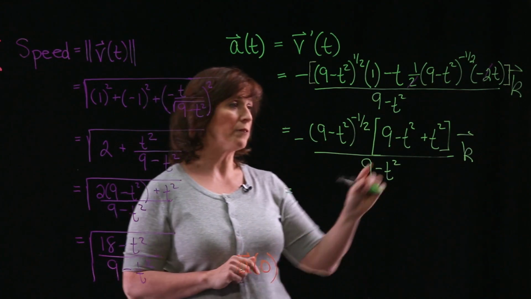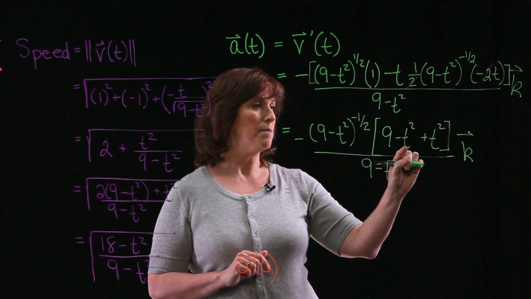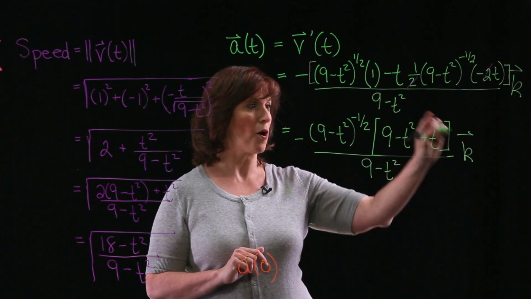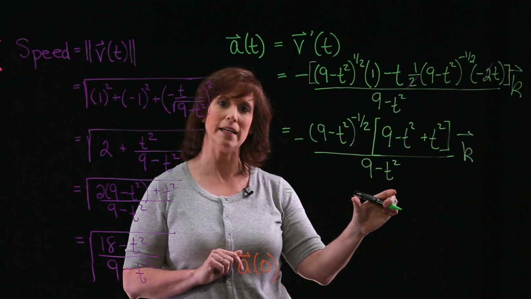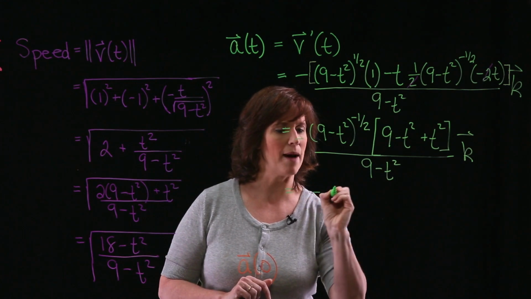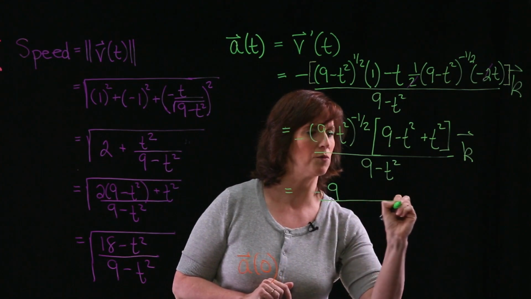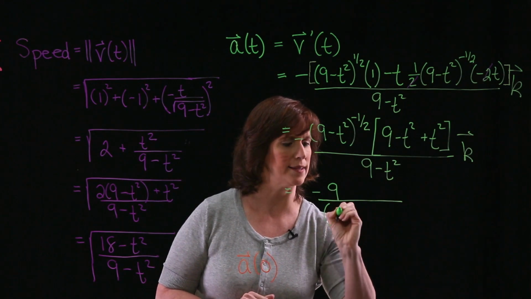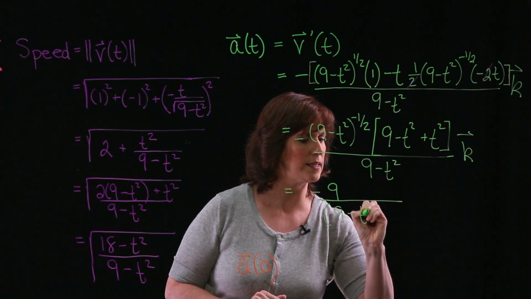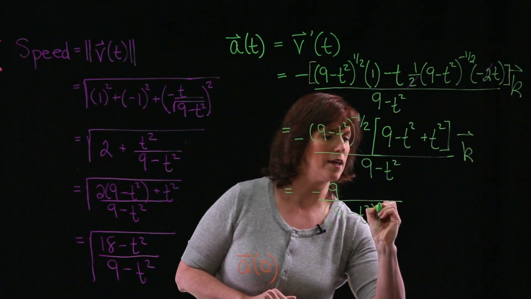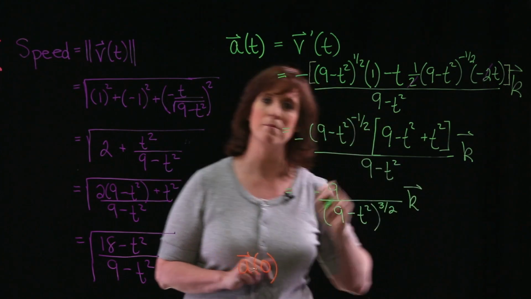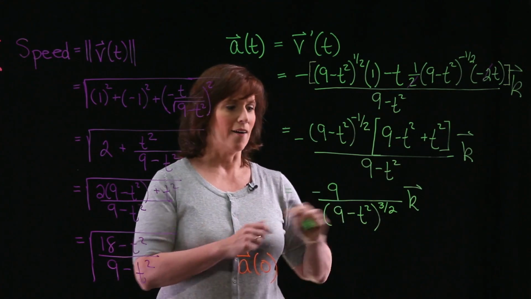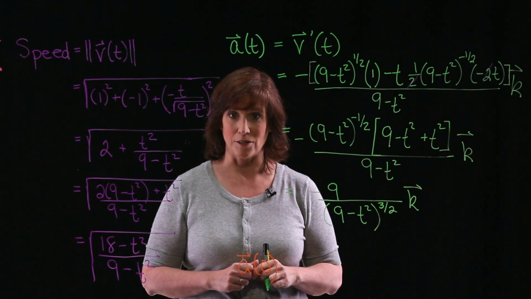All right, a little more simplifying. I've got 9 minus t squared plus t squared. This part in the square brackets just reduces to a 9. And this factor can be pulled into the denominator. So I have a minus 9 in my numerator, and in my denominator, I'll write this as 9 minus t squared raised to the 3 halves power. And it's all multiplied by my vector k. All right, so that's my acceleration vector.